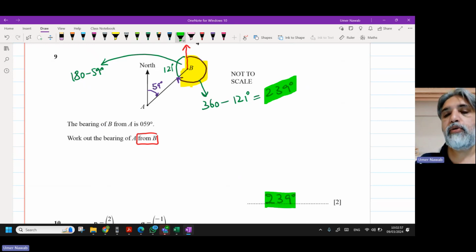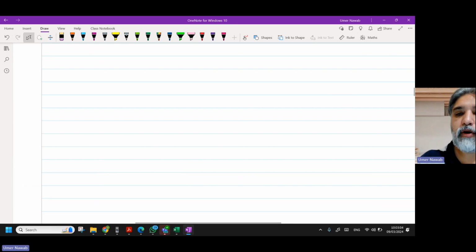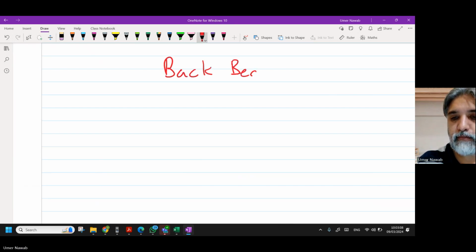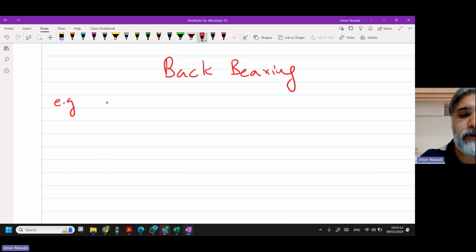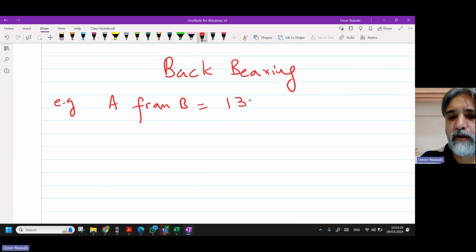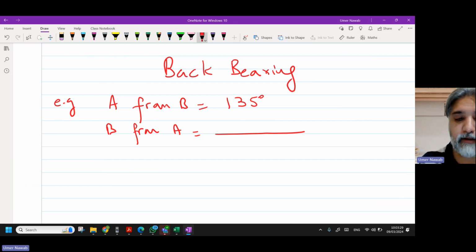Those students who want to do this question directly without using the properties, I will give them the concept of back bearing, which is very direct. For example, the bearing of A from B is, say, 135. I can find the bearing of B from A directly. I'll give you the reason for that, and I will give you a method for that.